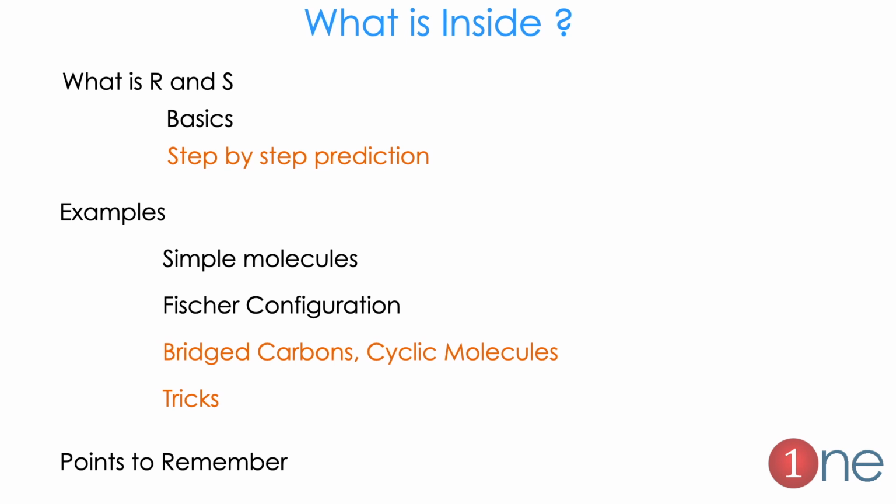So first, let us see what you will see in this video. We will see what R and S is. We will learn some basics about it. Later we will see the step-by-step procedure for identifying R and S. Then we will see some examples, from simple molecules to Fischer configuration. Very importantly, bridged carbons and cyclic molecules. We will see some tricks to solve the problems.